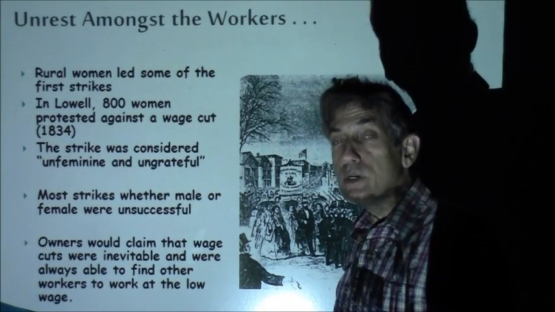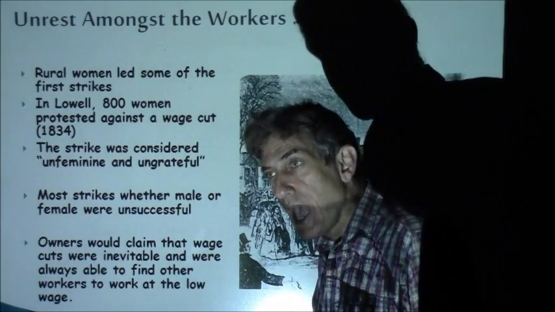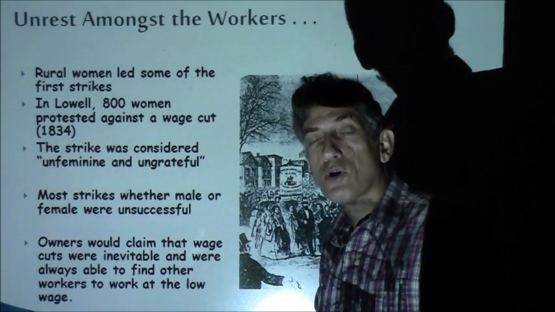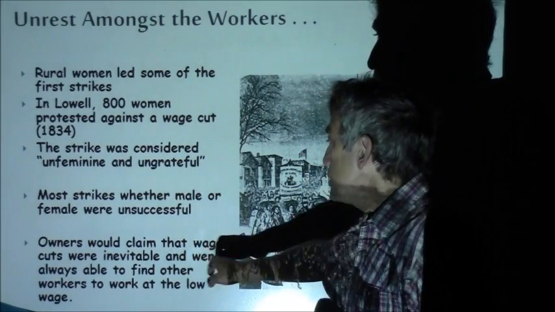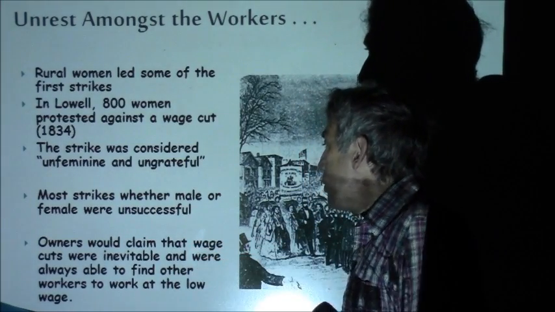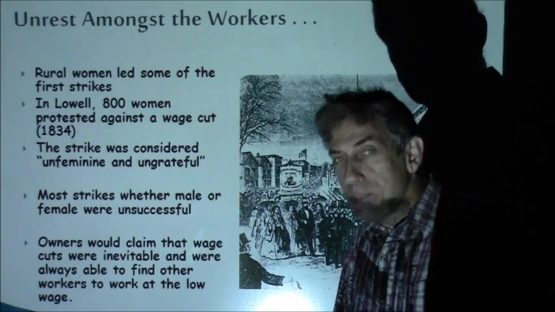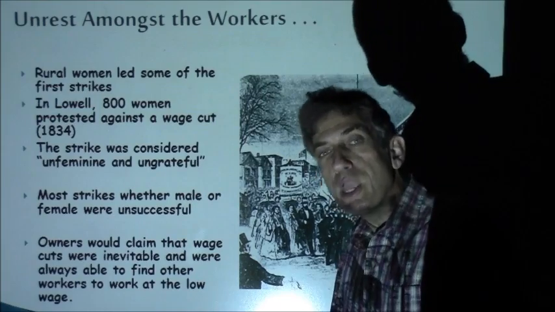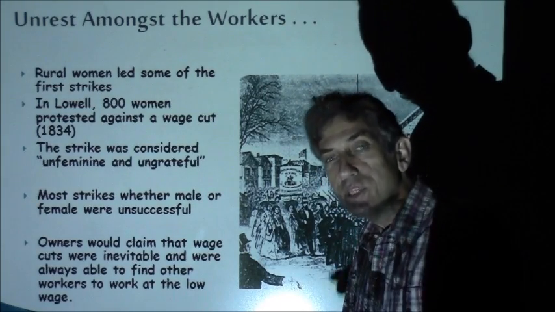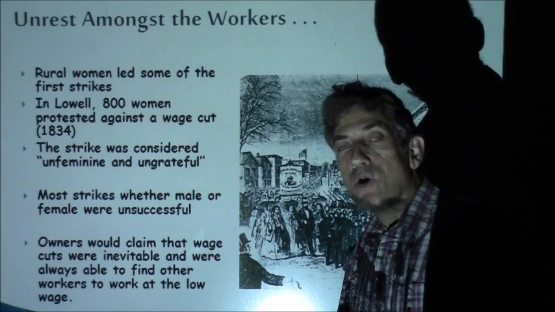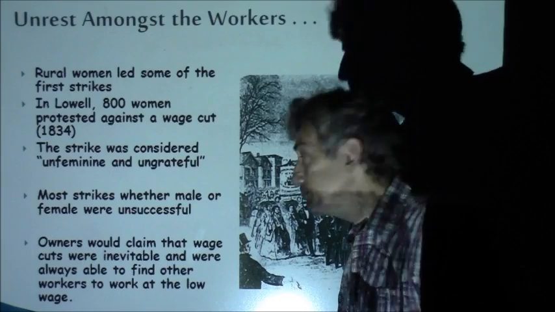And there are many stories from Lowell Mills about how women had become alcoholics and had become prostitutes to earn extra money because the wages had been cut so low. Owners would claim that wage cuts were inevitable and were always able to find other workers. So what happened now? There's no value in the human being anymore. The worker is simply a product of the population in the United States being used in the factories, and the factory owner would simply want to pay as little as possible to use that worker.